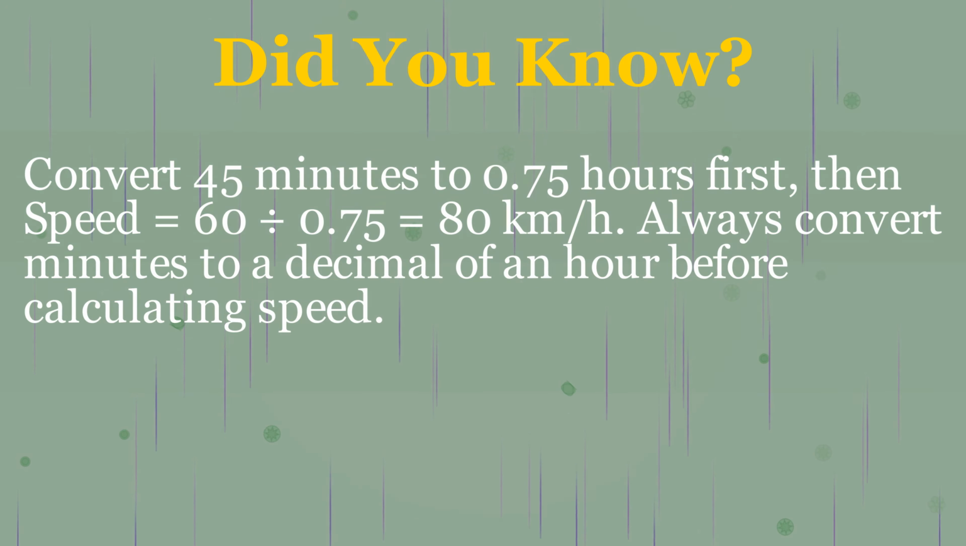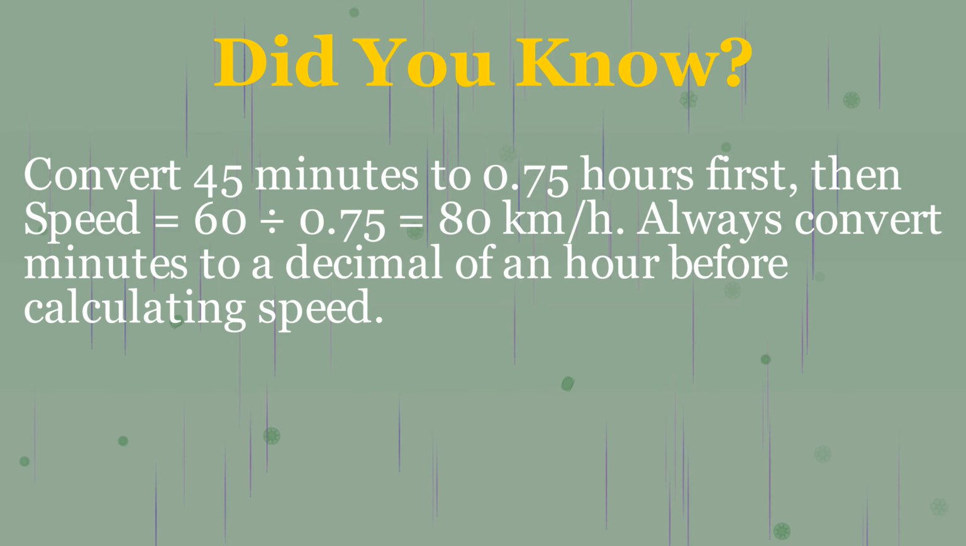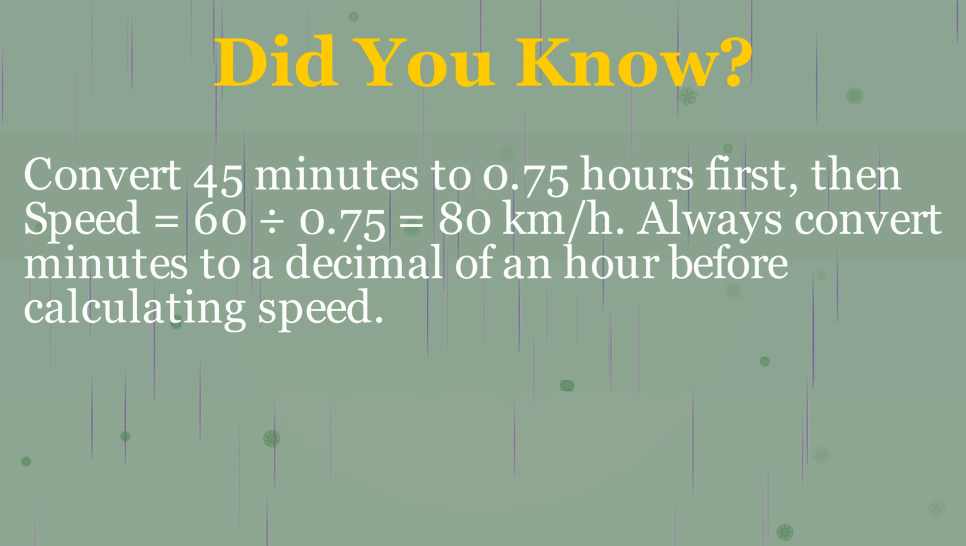Surprising trivia, convert 45 minutes to 0.75 hours first, then speed equals 60 divided by 0.75 equals 80 km per hour. Always convert minutes to a decimal of an hour before calculating speed.